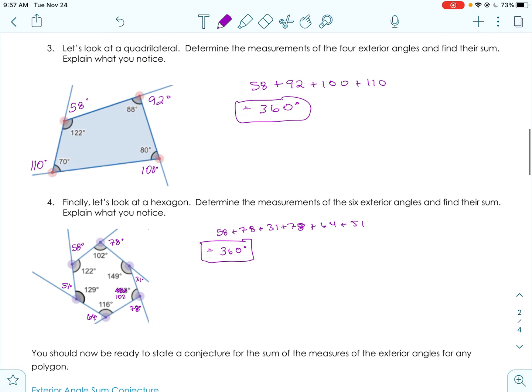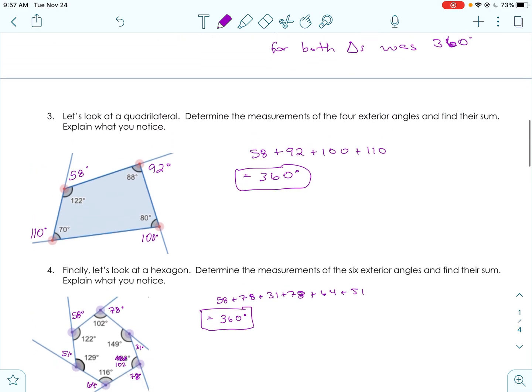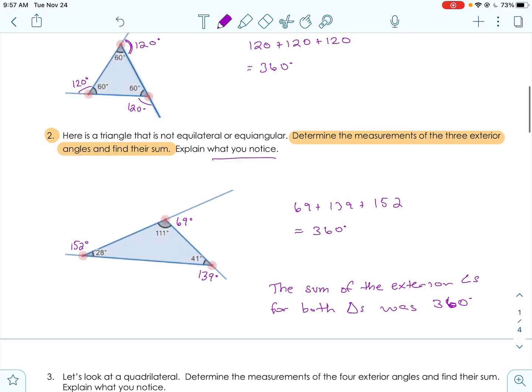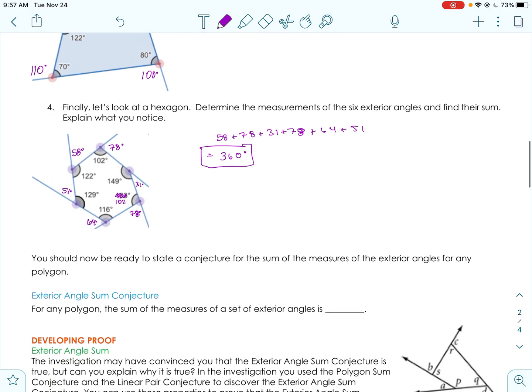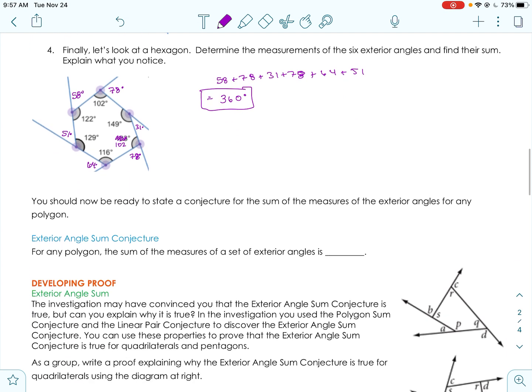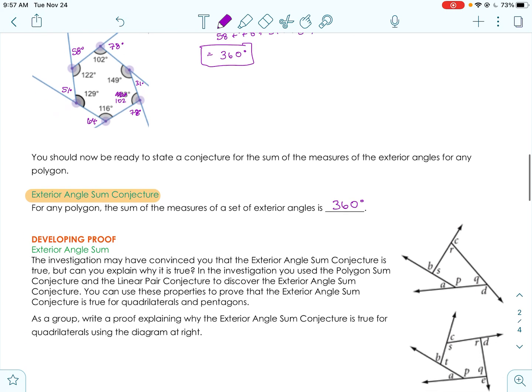So again, what do you notice here? You notice that with a quadrilateral, with a hexagon, with two different triangles, the sum of the exterior angles all came out to be 360 degrees. So based on those observations, we should be able to make a conjecture about the sum of exterior angles of any polygon. For any polygon, the sum of the measures of a set of exterior angles is 360 degrees.